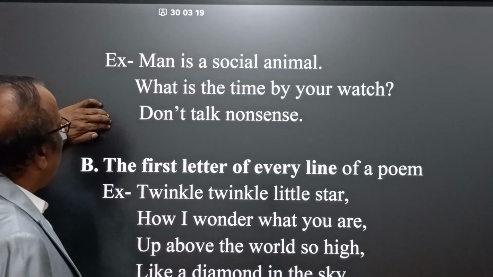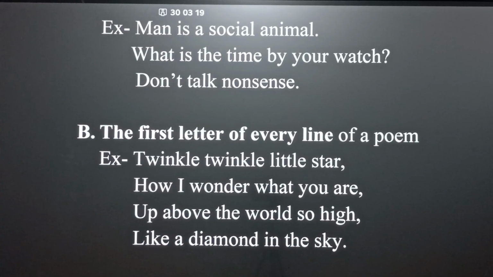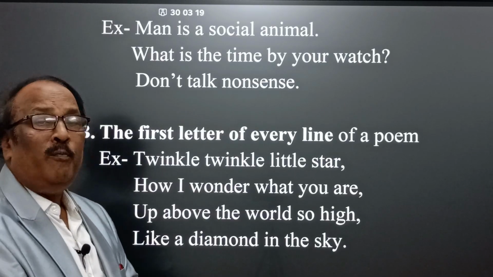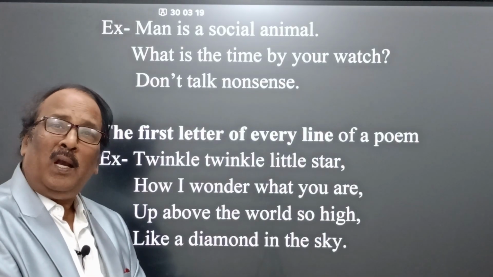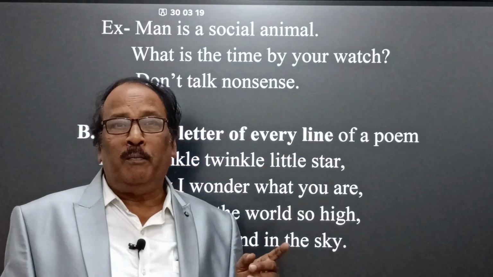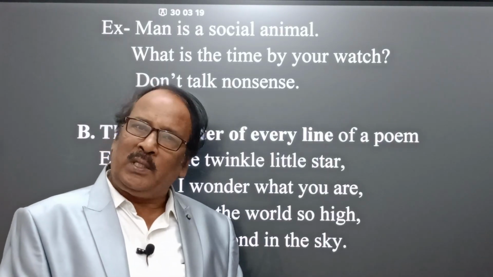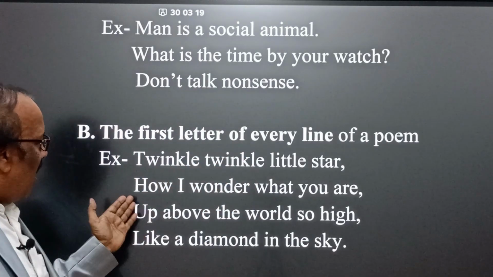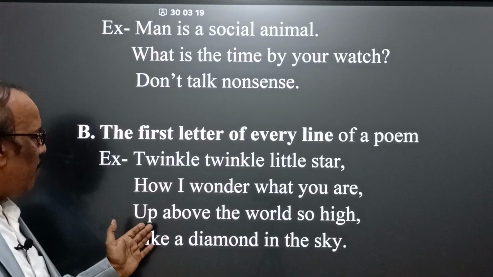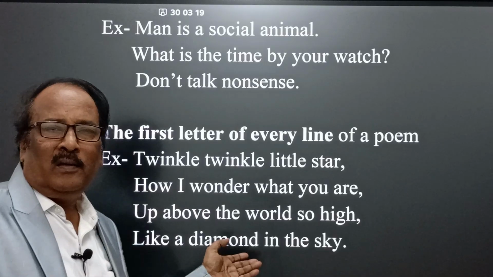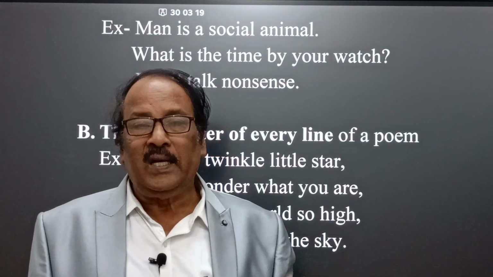The next idea we find is that the first letter of every line of a poem must be capital. Here we find whenever we are writing a poem, the first letter of every line must be capital. Just for example, "Twinkle, twinkle, little star, how I wonder what you are. Up above the world so high, like a diamond in the sky." It is a rhyme which is taught to our little children.